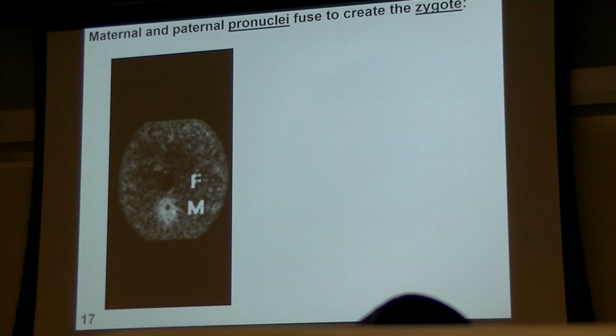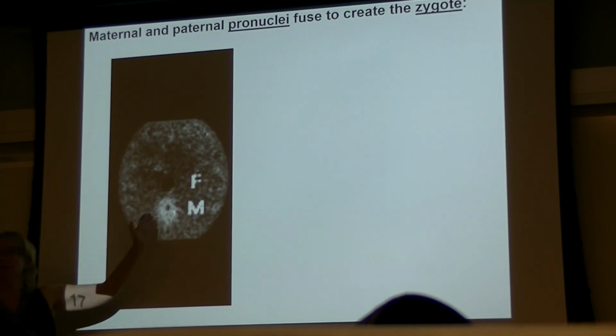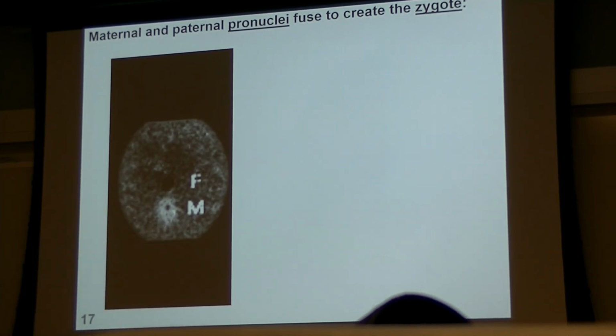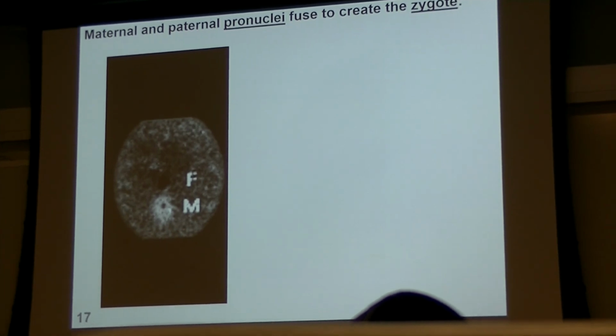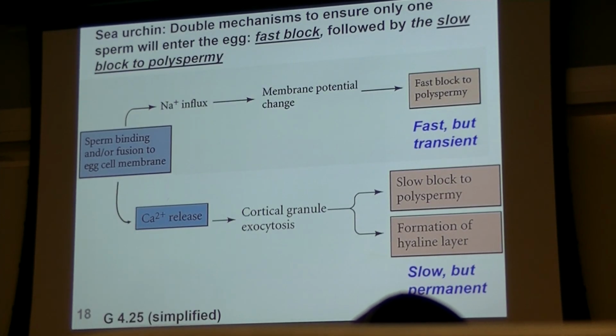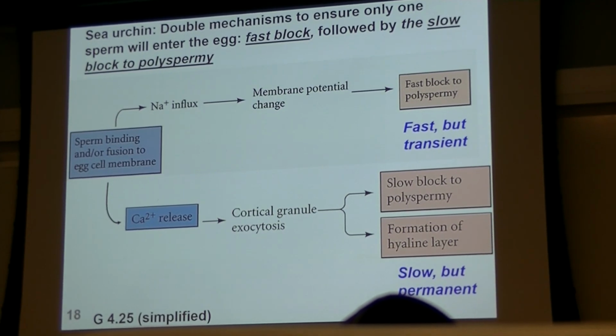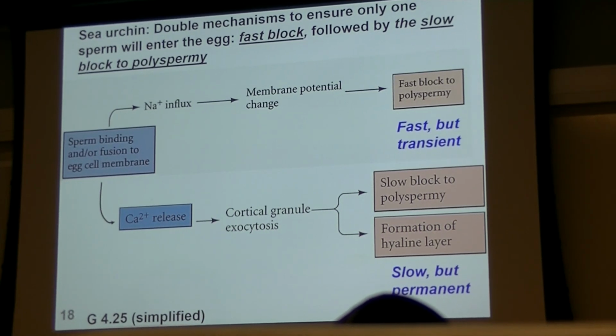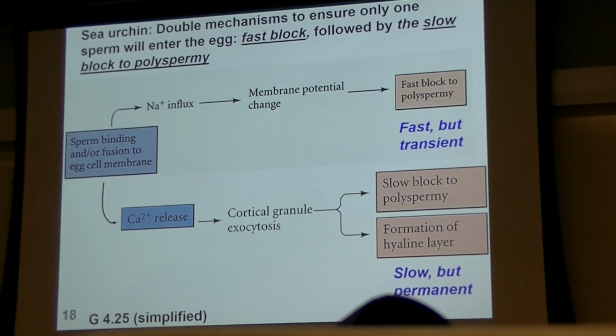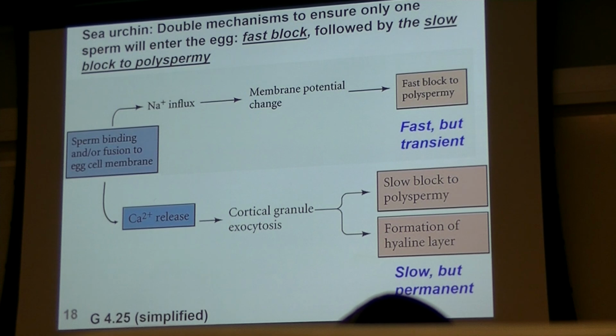Okay, so this, at this point, is called the zygote, because our new individual has been created. So then sea urchin thus has two mechanisms to prevent polyspermy, the fast block and the slow block. And this is sort of a good study slide because it draws all this together into one summative picture here and shows you all the important events.